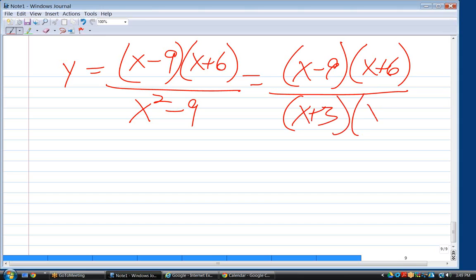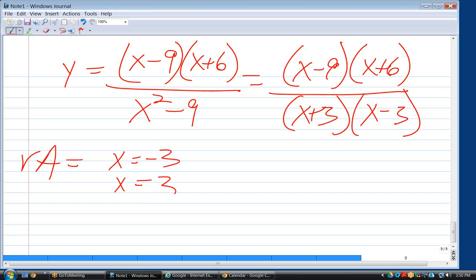Now what are the vertical asymptotes? The vertical asymptotes are negative 3 and positive 3. Vertical asymptotes are actually equations of a line. So it's really x equals minus 3 or x equals 3, which make up your vertical asymptotes. What's the horizontal asymptote? The horizontal asymptote is 0?